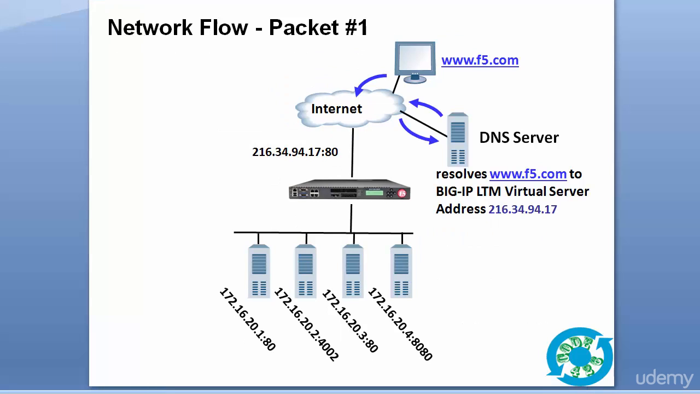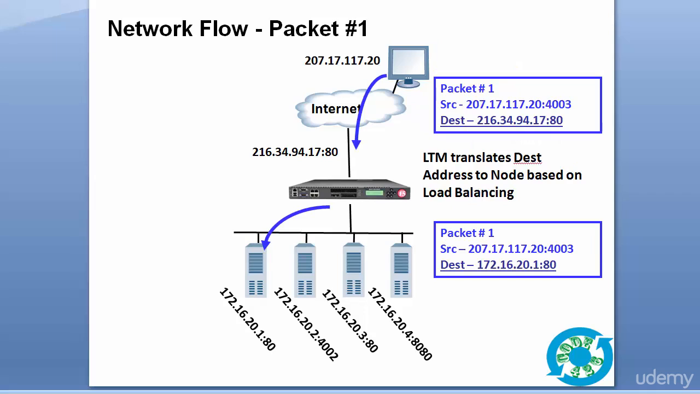When a request is made by a client, the client DNS request is resolved to a virtual address. When a client initiates a request across the internet to a virtual address, the Big IP receives the packet and processes it based on the virtual server's definition. The default definition is translate destination address, leave source address alone, choose a pool member based on current status, load balancing, persistence, monitor results.